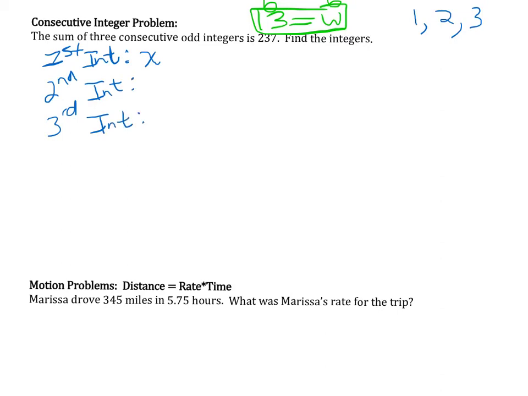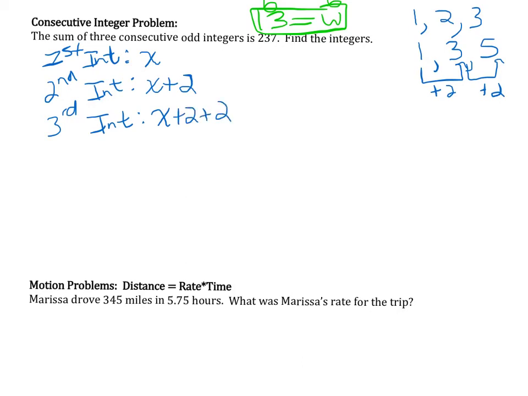Well, if I look at odd integers, like 1, 3, 5, those are consecutive odd integers. They're actually 2 units apart. For instance, if I add 2 to 1, I get to 3. If I add 2 to 3, I get to 5. So if my first integer is represented by x, then my second integer is going to be represented by x plus 2. And then my third integer is going to be represented by x plus 2 plus 2. But of course, we don't have to write all that plus 2. That'll be the same as just saying x plus 4.